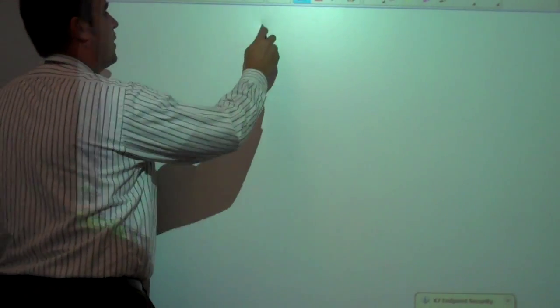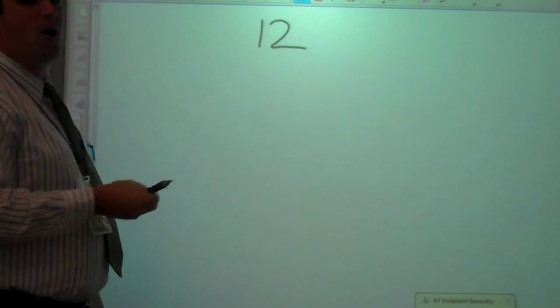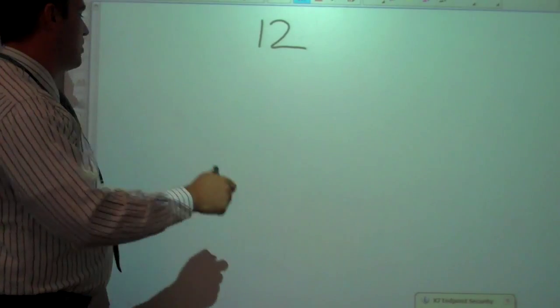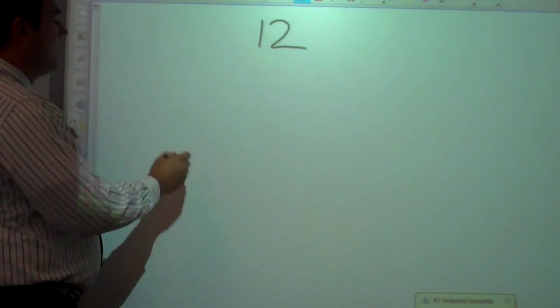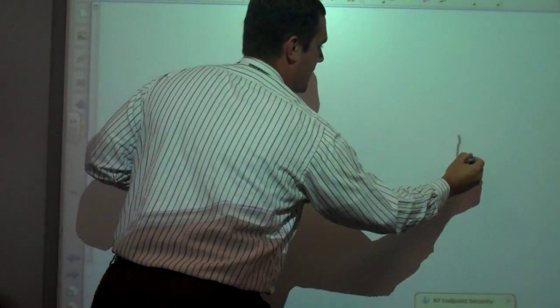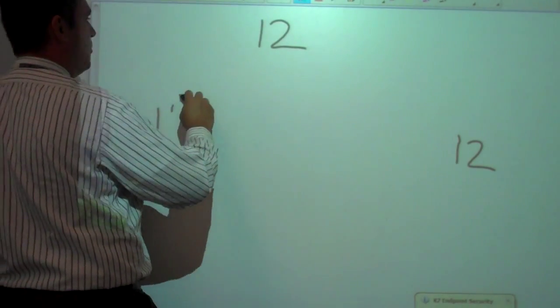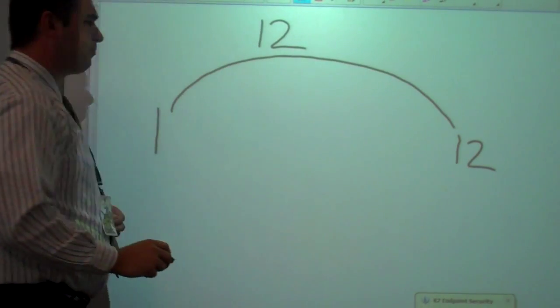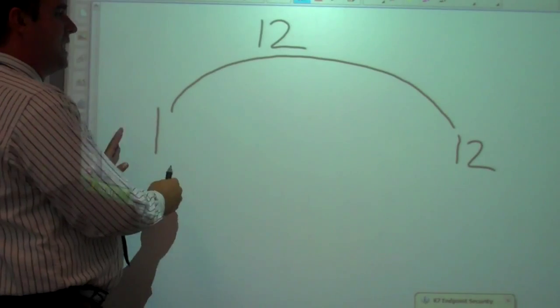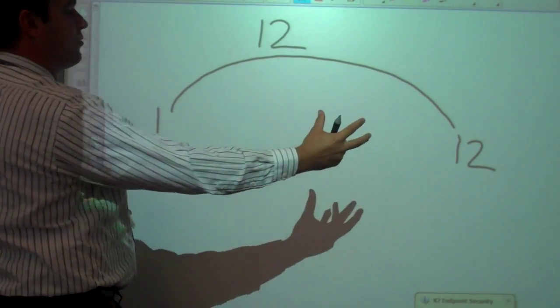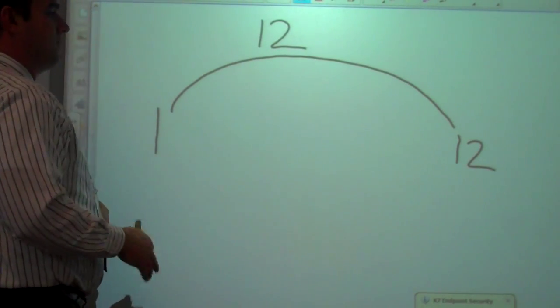Let's take a number like 12. To find all the factors of 12, we first start with the simplest factor pair, and that is 1 and 12. And we do a little rainbow mark over the top. Now we have the numbers established, 1 and 12, that's our range. We're going to try to squeeze this together to find more factors.